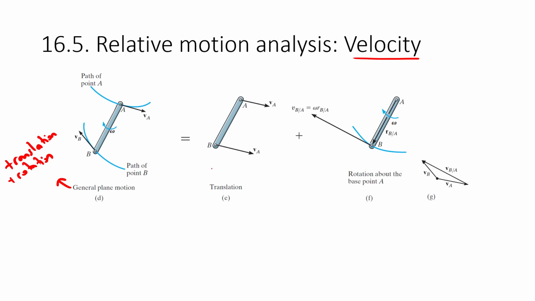One is that the body is in pure translation. You can see that it moves in a purely translation manner, and then when the translation finishes, the body rotates about the point A. So it is like you are separating the motion into the summation of two parts: one is the pure translation, the other one is the rotation about the base point. It's also called the base point A.